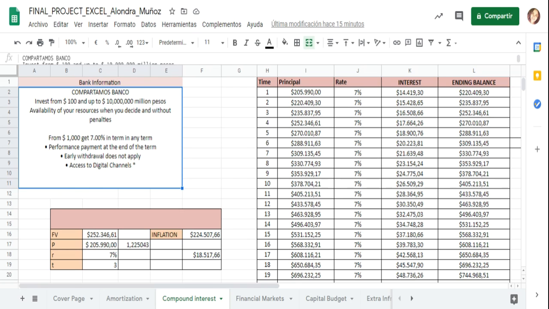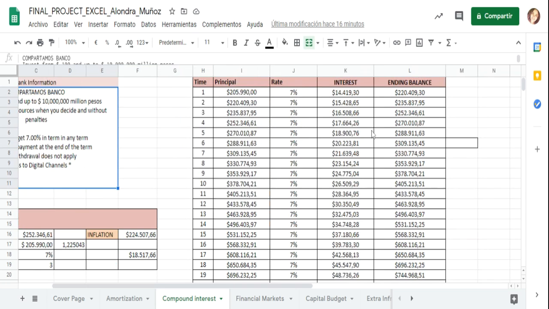Well, I searched on the internet for different interest rates of the banks, and I found Compartamos Banco. This bank offers 7% from 1,000. The first thing that we do is take the finance price, and we take it as 1 period, and basically we do a compound interest with 7% of interest.